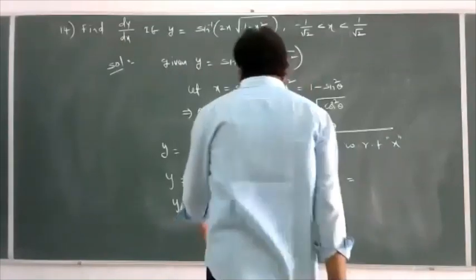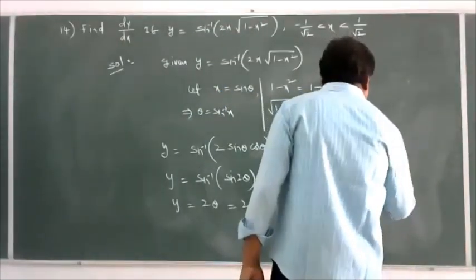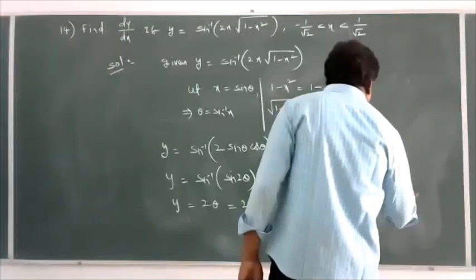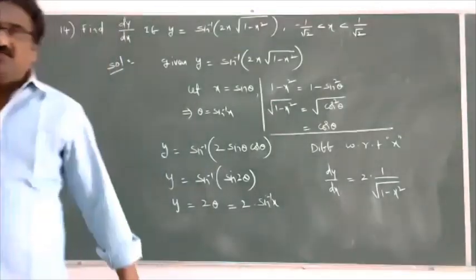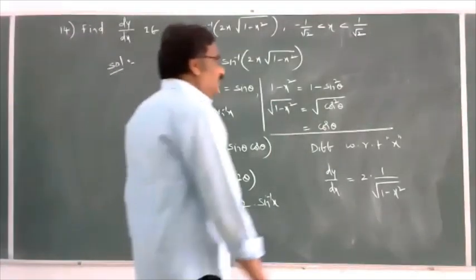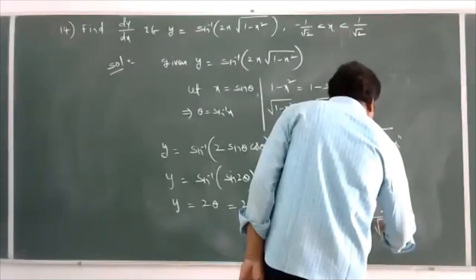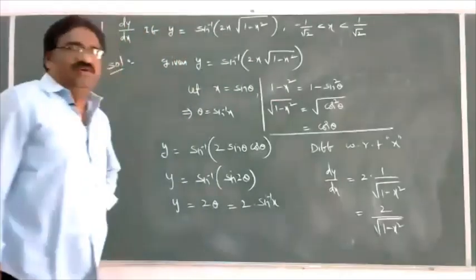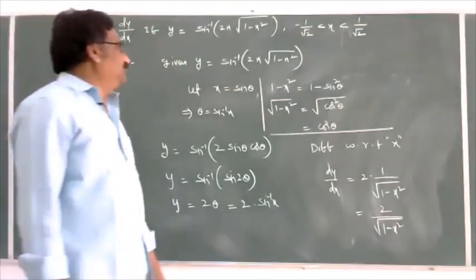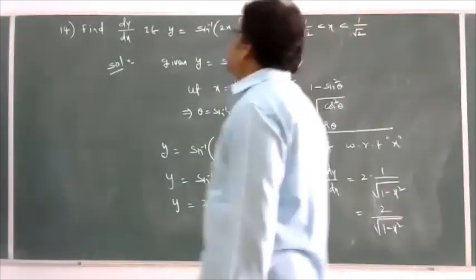y derivative, dy by dx, is equal to 2 into sine inverse x derivative, 1 by root of 1 minus x square. So the answer is 2 by root of 1 minus x square. dy by dx is equal to 2 by root of 1 minus x square.